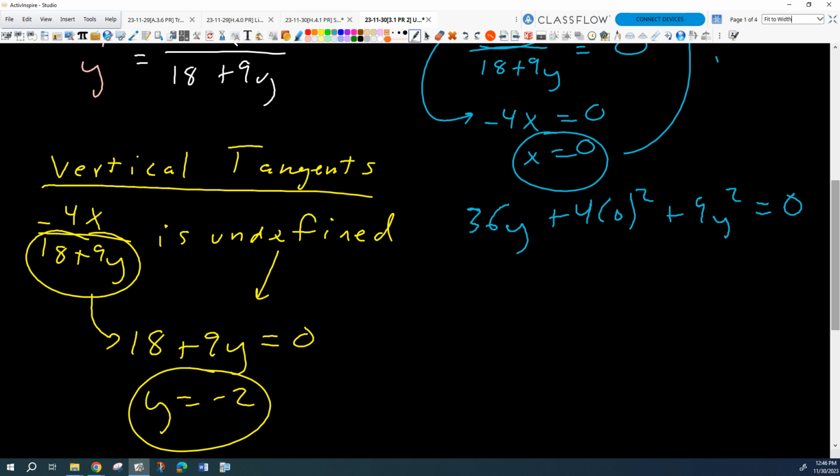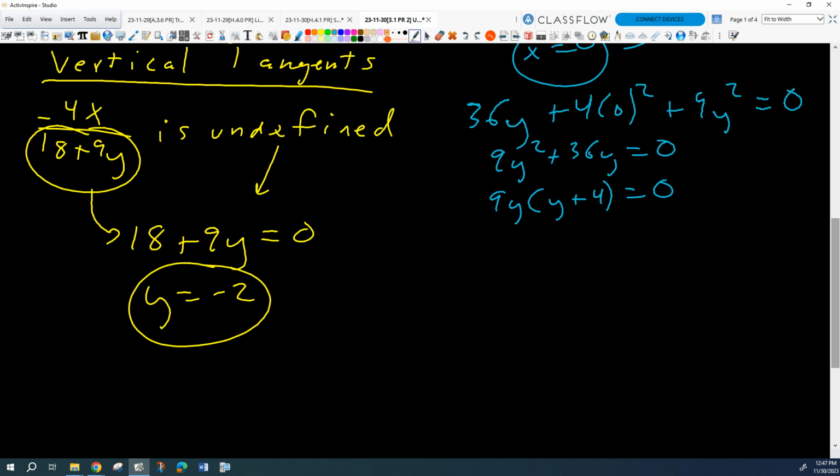Now we've got to solve that equation for y. So what is that? Well, that just gives us 9y squared plus 36y equals 0. I could divide by 9, or I could factor out a 9y, either way. If I factor out a 9y, I'm just left with y plus 4, right? Very good. So what are my solutions to that? y equals what or what? Okay, so we get y equals 0 or y equals -4.